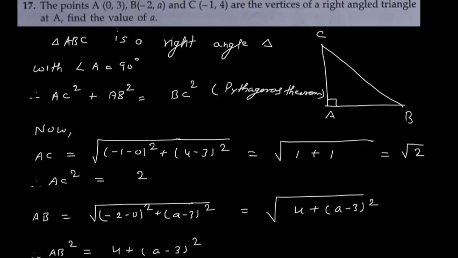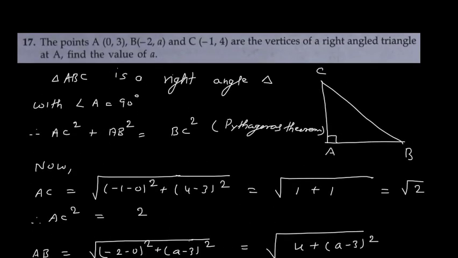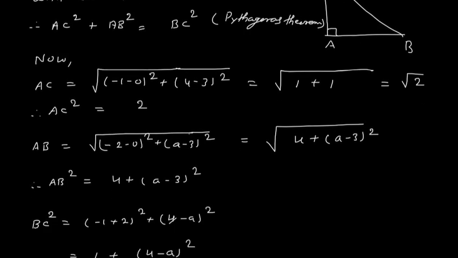So have you understood what is given and how we proceed? Here ABC are given as vertices of a right angle triangle, and it is right angle at point A, and we have to find the value of a. So when a right angle triangle is there, you can use the Pythagoras theorem, and by using it you can find the unknown value. Okay, this is the 17th question.